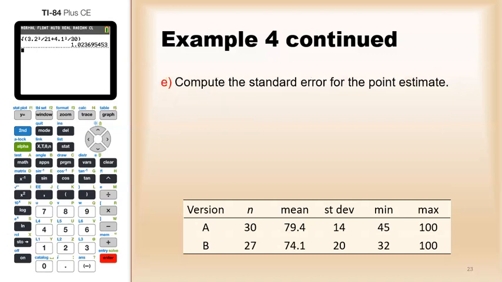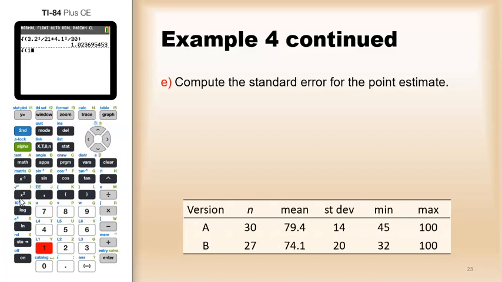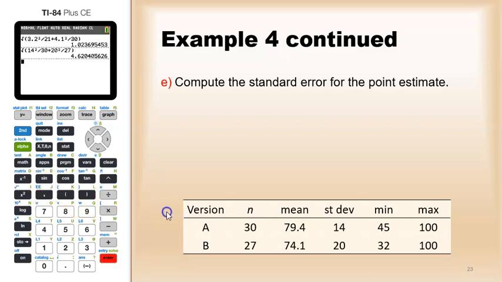Alright, so for the standard error, again, take the square root of the first standard deviation, so that's 14 squared, divided by the first sample size of 30, plus the second standard deviation, 20 squared, divided by the second sample size of 27. And I get a standard error of 4.62.